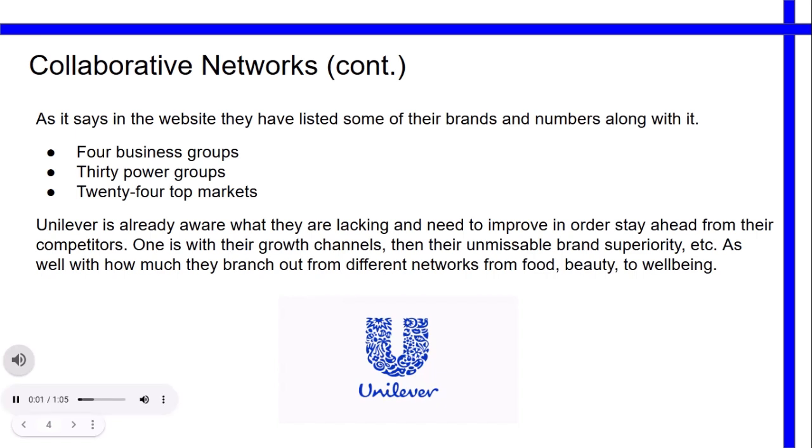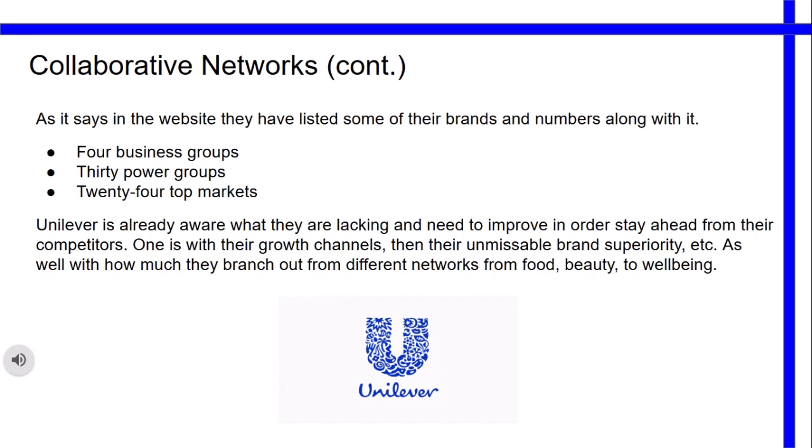To further explain collaborative networks, as I said before, the images I put below help back up this statement: on the website they have listed some of their brands and the numbers along with it, like how many business groups they have. So they have 4 business groups, 30 power groups, and 24 top markets. So with Unilever, they already are aware of what they're lacking and what they need to improve in order to stay ahead of their competitors.